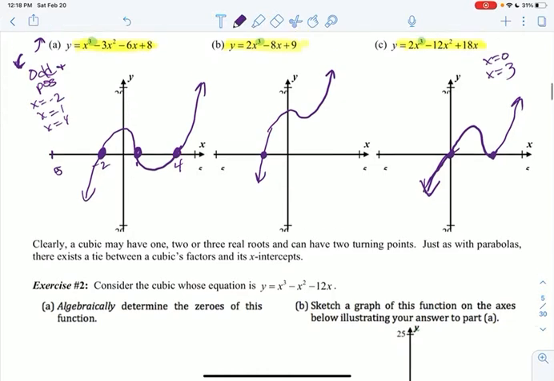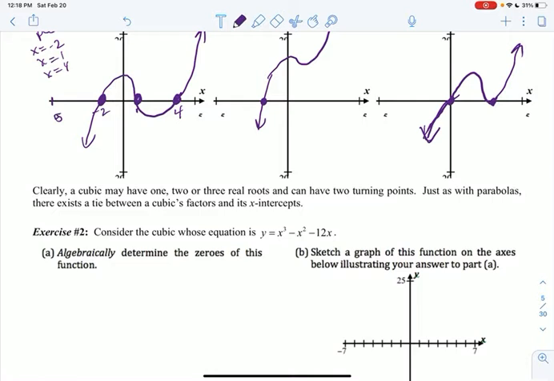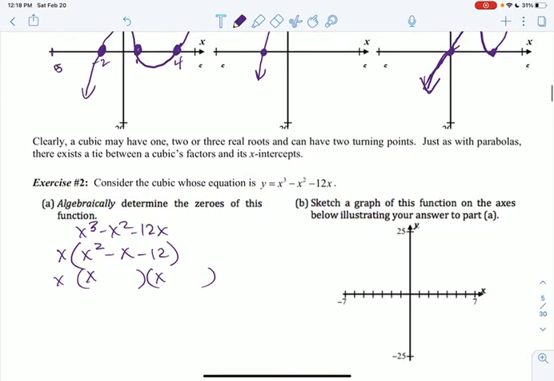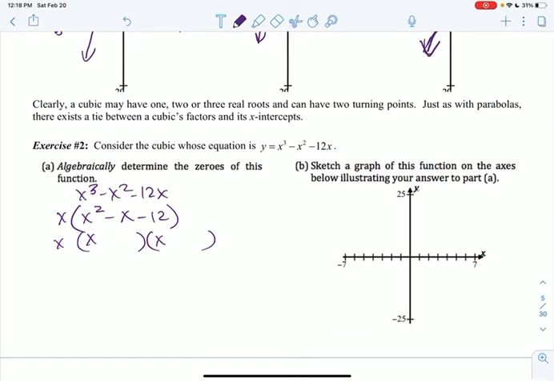So let's look at exercise 2, where we can actually find the zeros algebraically. I'm going to factor x cubed minus x squared minus 12x. The first thing in factoring is to pull out a greatest common factor. If I pull out an x, I'm left with x squared minus x minus 12. Now that's a nice trinomial that I can factor. The numbers that multiply to -12 and combine to give me -1 are -4 and +3. Then I set each of these equal to 0.